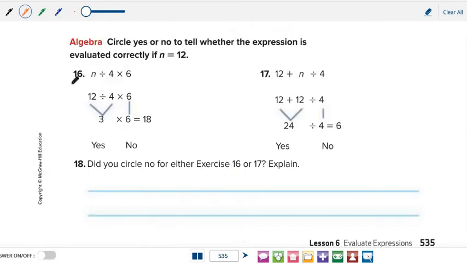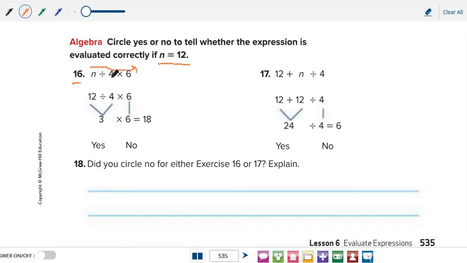Let's solve question number 16. Circle yes or no to tell whether the expression is evaluated correctly if n equals 12. n divided by 4 times 6. Observe that we have two different operations, but we don't have plus or minus. We have division and multiplication. So we need to evaluate from left to right.